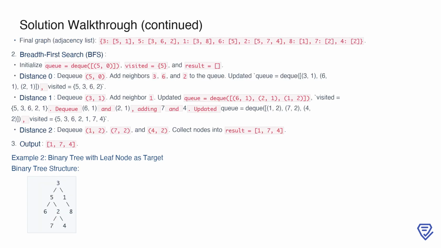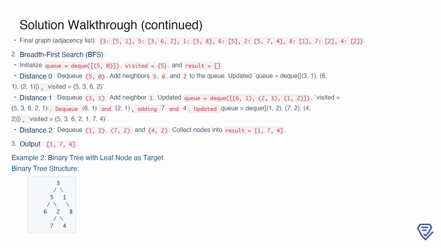Once the graph is complete, it looks like this: 3: 5, 1; 5: 3, 6, 2; 1: 3, 8; 6: 5; 2: 5, 7, 4; 8: 1; 7: 2; 4: 2. With the graph ready, we perform a breadth-first search, BFS, starting from the target node 5. We initialize our queue with the target node and distance 0, (5, 0). We also maintain a visited set to avoid revisiting nodes, starting with 5 and an empty result list.